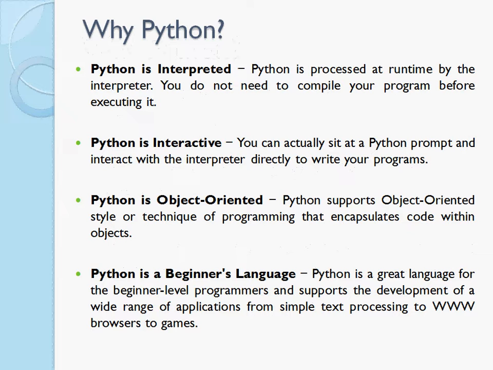Also, Python is interpreted. We need not compile the entire program, so we choose Python. Python is interactive. One can sit behind the Python prompt and interact with the interpreter directly to write our programs. The next reason why we choose Python is it is object oriented. Python supports object oriented style of programming that encapsulates code within objects.